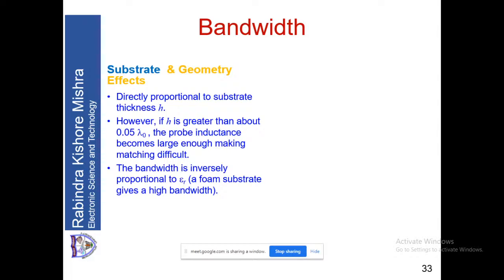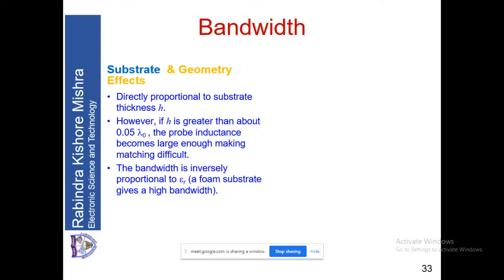The smaller the epsilon r, the more the bandwidth, and the best one is free space, because there epsilon r is equal to 1. So that is the best dielectric substrate for antenna design. If you can use free space as the substrate, that is the best one. But always it is not possible. There are methods of using free space as the substrate, but that is not our interest right now. So free space is the best one.